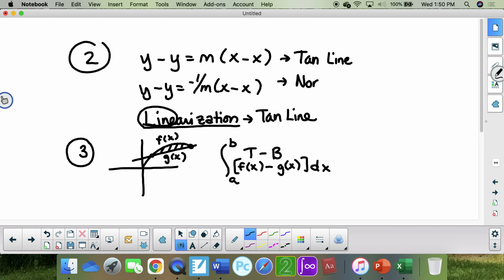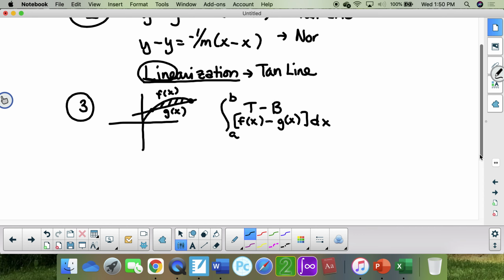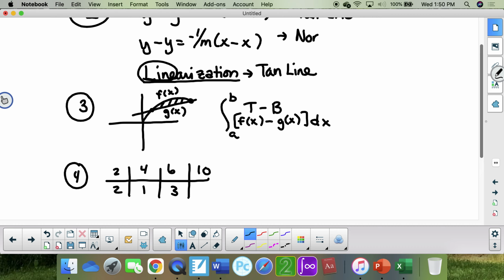So some of these are just quick little remembering things. Number 4, definitely you're going to have one like this on the test. This will be a free response question. They're going to give you a chart with x values 2, 4, 6, and maybe a 10, and maybe values 2, 1, 3, and 4, something like that.